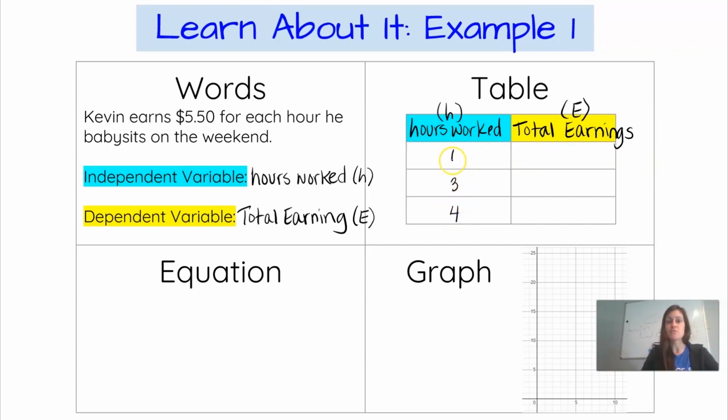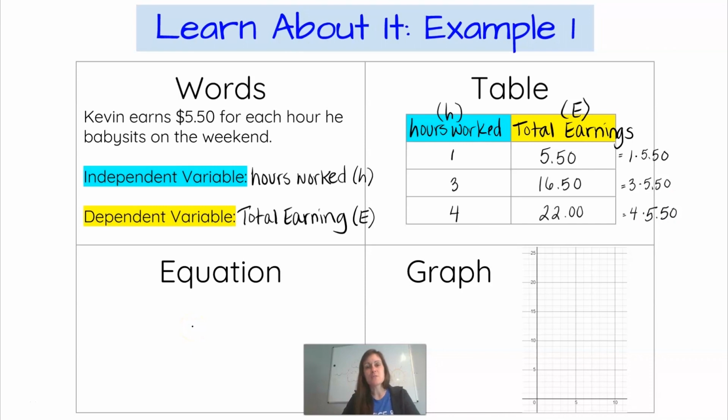So if Kevin babysits for 1 hour, his total earnings will be $5.50. I got that by multiplying 1 hour times $5.50 per hour. If Kevin works or babysits for 3 hours, his total earnings will be $16.50. I got that by multiplying 3 hours times $5.50 per hour. And last but not least, if Kevin works for 4 hours, his total earnings will be $22. And I got that by multiplying 4 hours times $5.50.